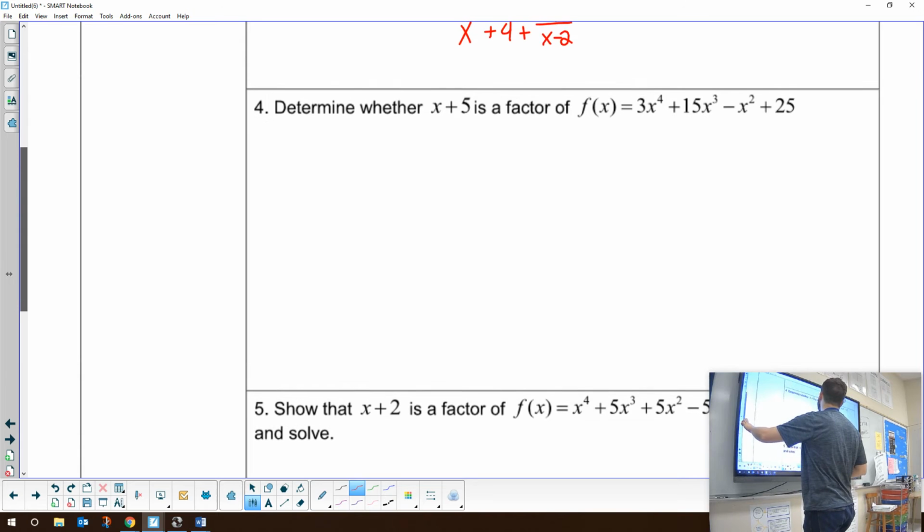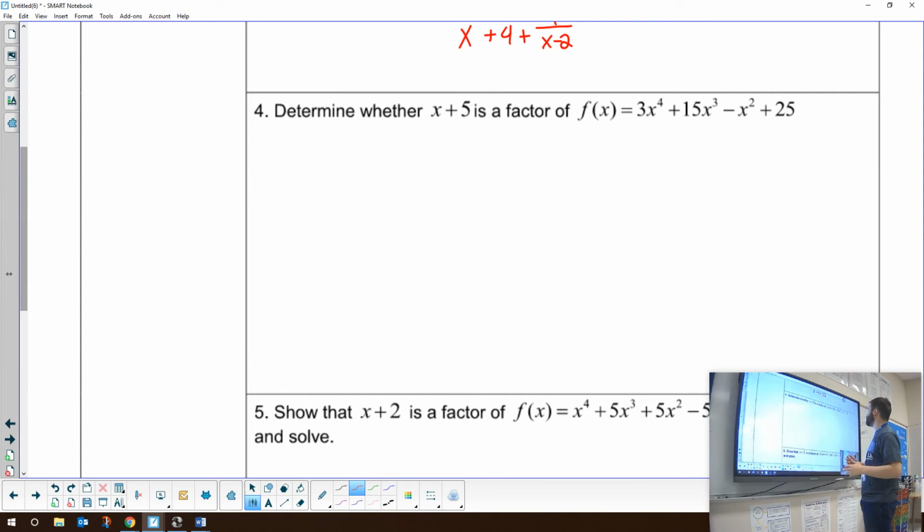Okay, so number 4 says determine whether x plus 5 is a factor. So we're going to write this out here. However, take notice. Look at this. We go x to the 4th, x cubed, x squared, and I'm missing one right here. So we need to put in a placeholder of 0x right there. So whenever we write my list, make sure you put that placeholder in there. Okay, so here we go. It's going to have 3, 15, -1, 0, 25. Draw my little backwards L.